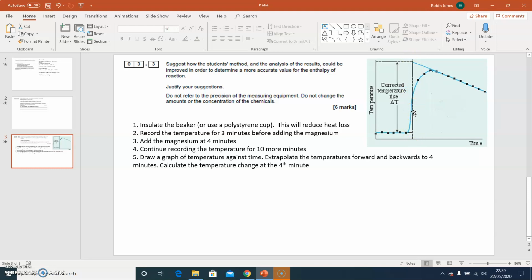So, suggest how the student's method and the analysis of the results could be improved in order to determine a more accurate value of the enthalpy of reaction. Justify your suggestions. Do not refer to the precision of the measuring equipment. Do not change the amounts or concentration of the chemicals. Insulate the beaker. We've already said there might be some heat loss. Record the temperature for 3 minutes and then add the magnesium at 4 minutes. Okay. Draw a line across before you've added the magnesium, draw a line backwards called extrapolation back to 4 minutes, and then measure the temperature change from here, reading off the graph, to here, reading off the graph, and measure the temperature change here to put into your calculation.